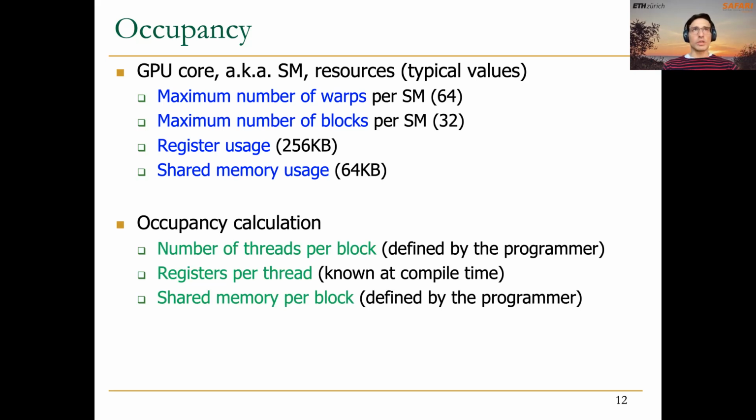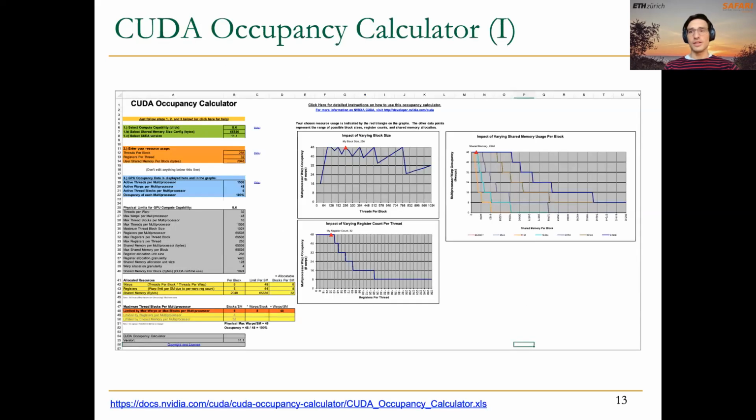We could perform the calculation of the occupancy manually, but over the years we have been using a very useful tool, an Excel sheet called the CUDA occupancy calculator. As you can see here, it's parameterizable depending on the compute capability or the GPU architecture. In this screenshot, the numbers are for compute capability 8.6, which corresponds to the Ampere architecture. This Ampere architecture has, in this particular case, 64 kilobytes of shared memory.